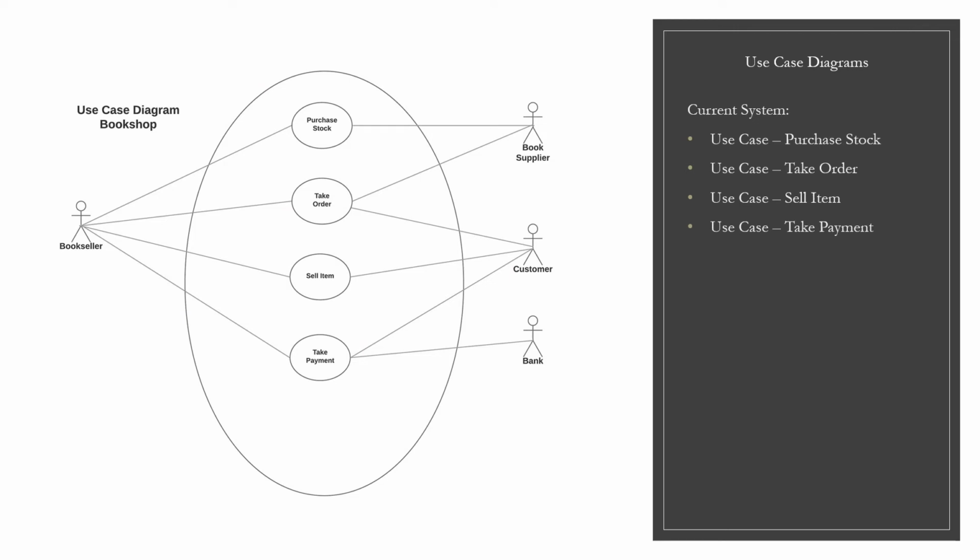Here is the use case diagram that we developed in the previous session, showing at a high level what the bookshop does, the key business processes. 4 use cases: purchasing stock, take orders, sell items, take payments.